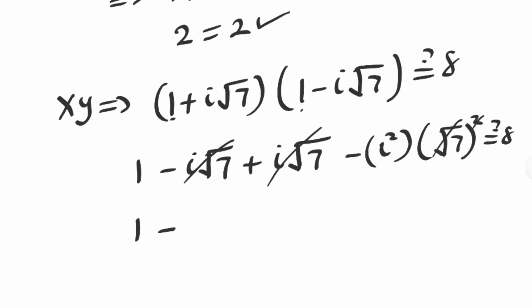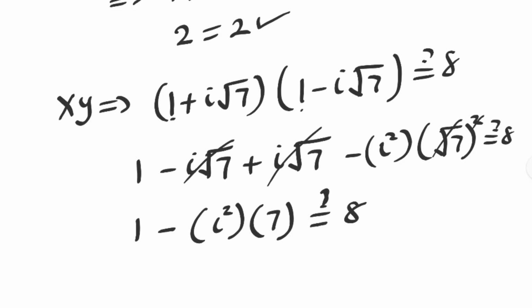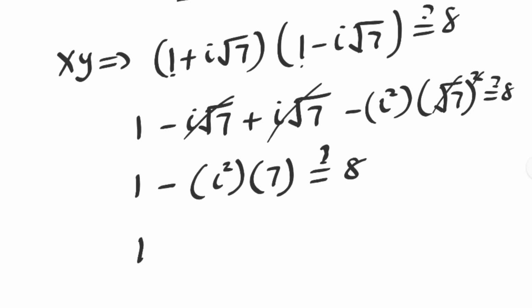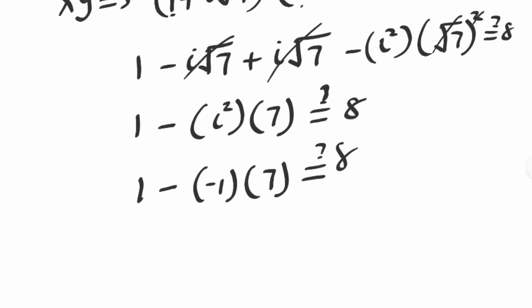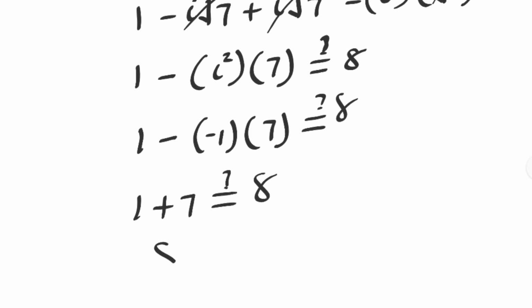1 minus i squared multiplied by 7 must be equal to 8. This is 1 minus, i squared is minus 1, multiplied by 7 must be equal to 8. This is 1 minus times minus 1 times 7, that is plus 7, must be equal to 8. 1 plus 7, this is 8, is equal to 8, which is true.